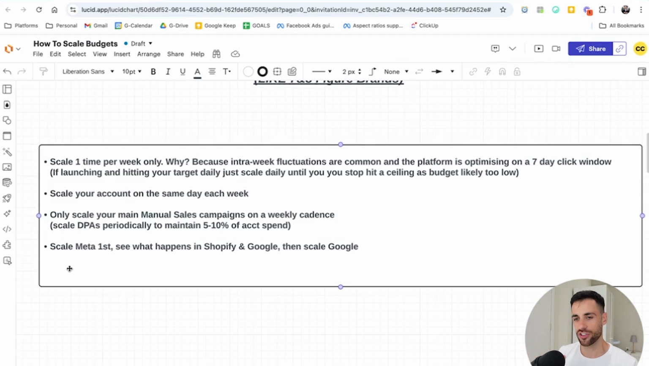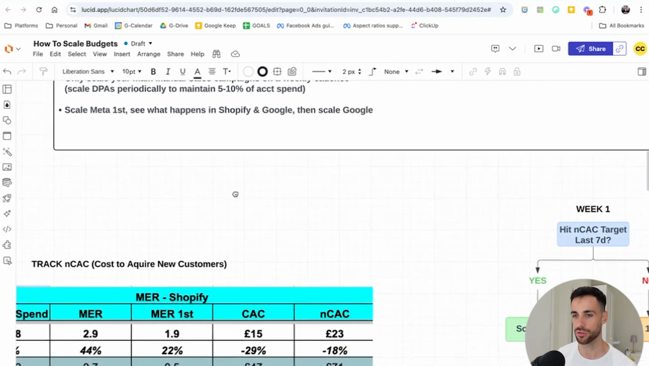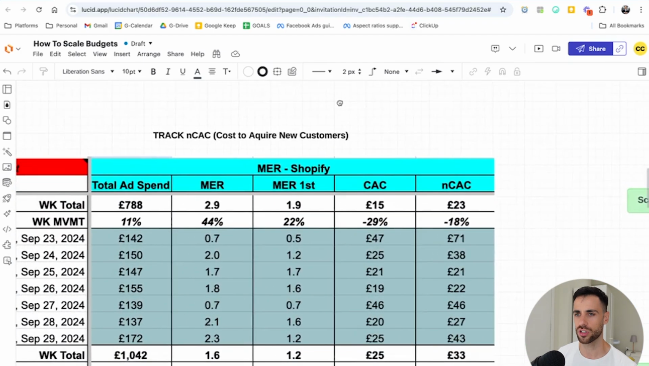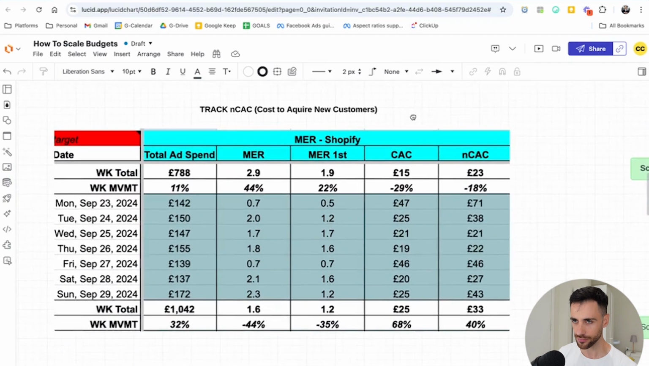okay? And final thing is you're going to scale Meta first and then see what happens in Shopify and Google. Then you scale Google. So the same way you do DPAs is what you do with Google. You don't scale Meta and Google at the same time if you're hitting good results. You scale Meta, see what happens, and then you scale Google. So let's look at how you actually do this now.